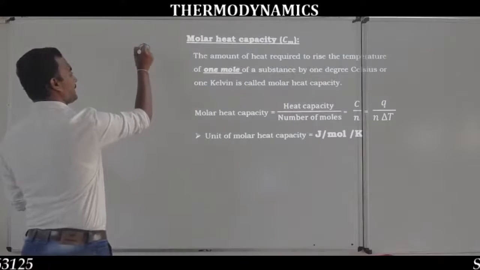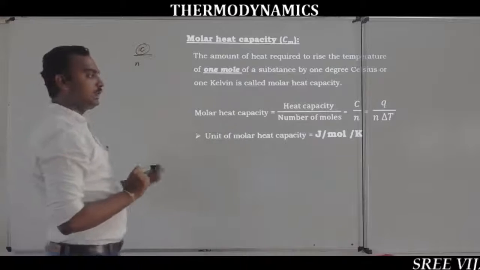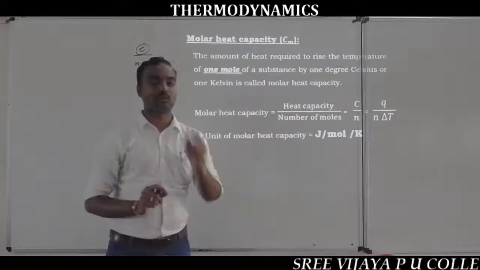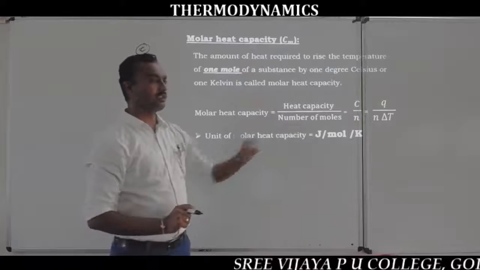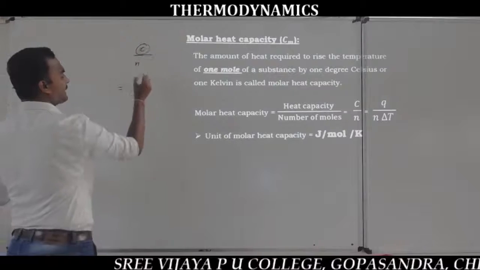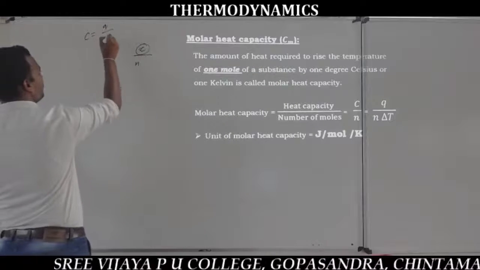And what is the heat capacity? That is taken as C. The amount of heat required to raise the temperature by 1 degree Celsius for 1 mole of substance. So the number of moles: heat capacity divided by number of moles. Heat capacity C is equal to Q divided by delta T.